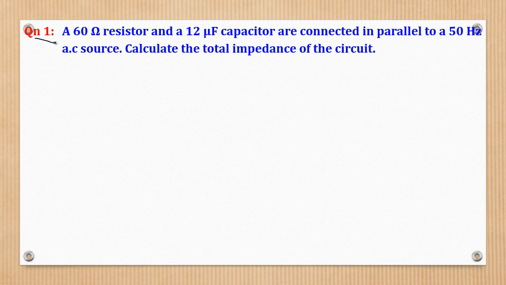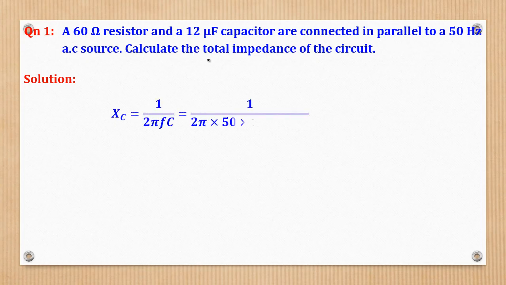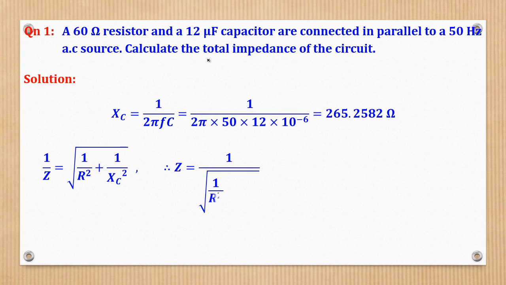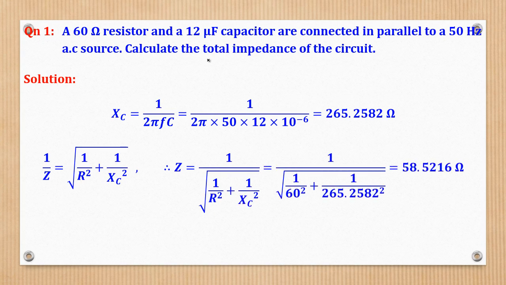So with that, we can go through these questions. Question 1 says, a 16 ohm resistor and a 12 microfarad capacitor are connected in parallel to a 50 Hz AC source. Calculate the total impedance of the circuit. So one shall first get the capacitive reactance, then you can get the impedance. Quote the formula, substitute, and get the answer. And that's what they wanted.